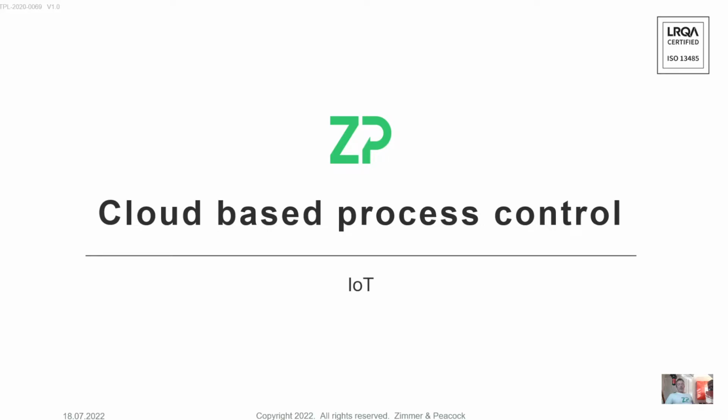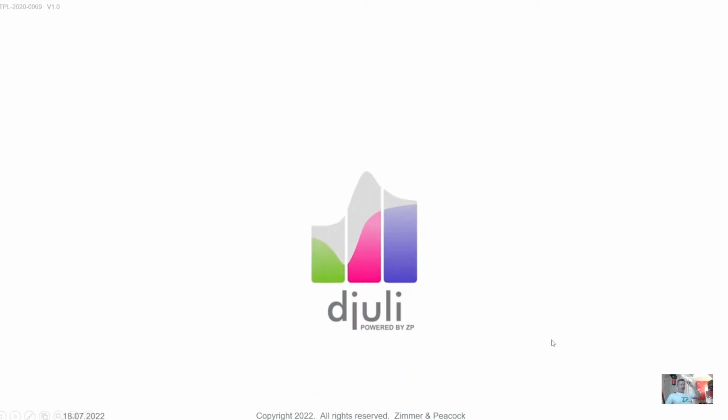Hi, this is a video from Zimmer Peacock about cloud-based process control, and it really is part of the Internet of Things. At Zimmer Peacock we have a unique technology called Djuli. Djuli is a cloud database that can receive, process, store, and analyze data.